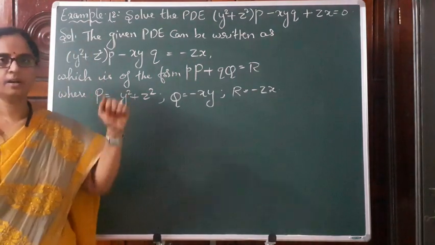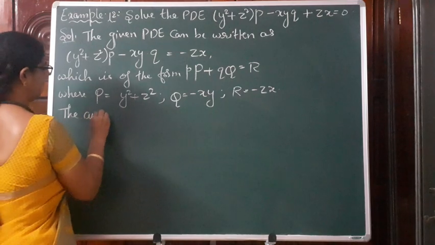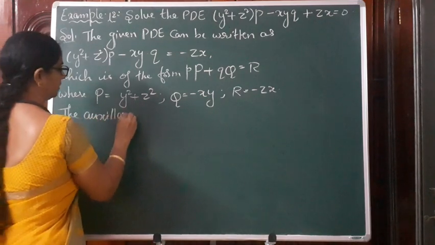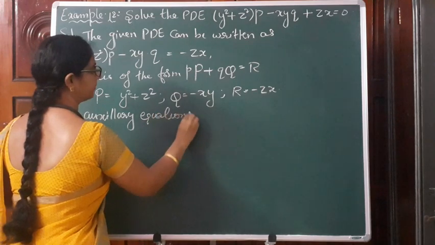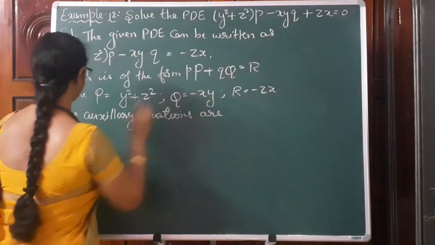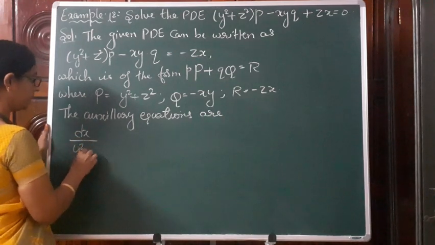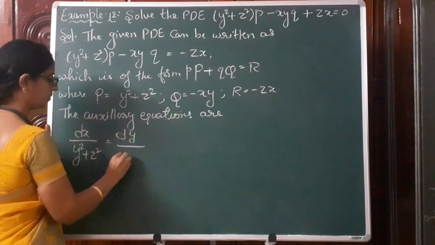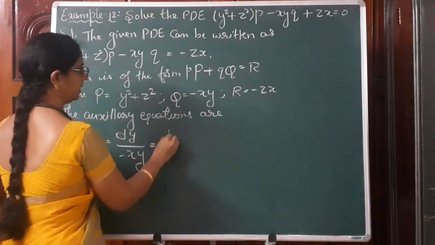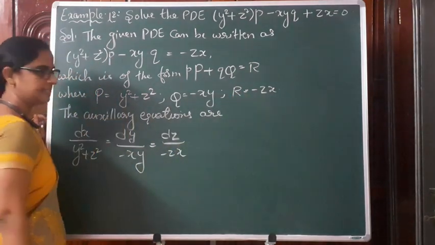Now consider the auxiliary equations. The auxiliary equations are dx by P, that is y squared plus z squared, is equal to dy by Q, that is minus xy, is equal to dz by R, that is minus zx.